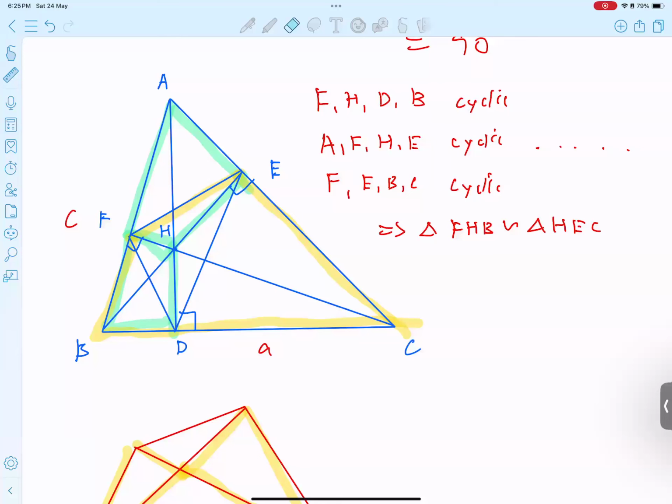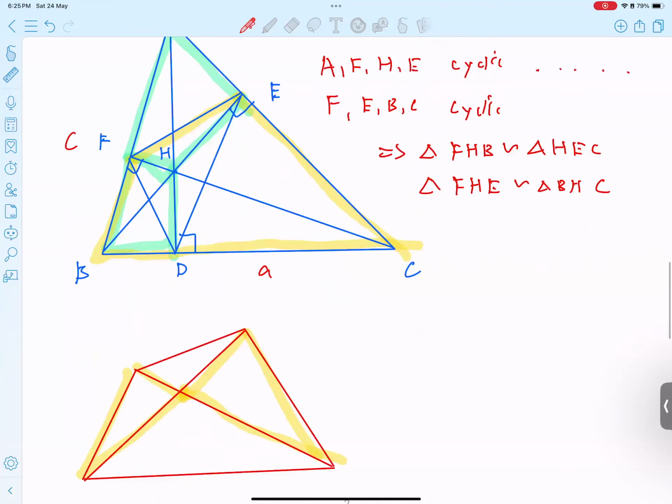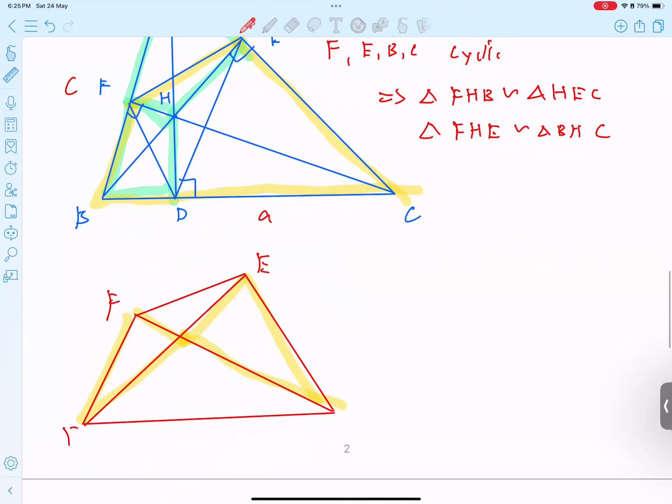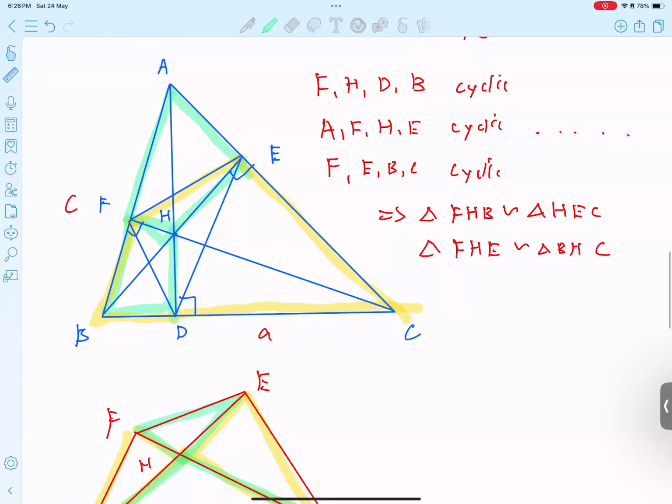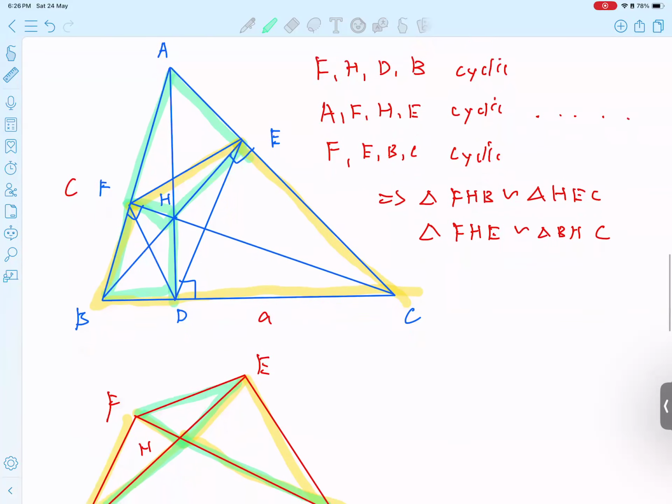So to name a few, FEBC is cyclic, and we have FHB similar to HEC, or triangle FHE is similar to triangle BHC. Again, if you just take these out, so let's say FEBC, these triangles are also similar. So FEH and HBC, these are also similar. So try finding them; there should be 12 pairs of similar triangles. So try finding them all. You'll realize they're very useful.